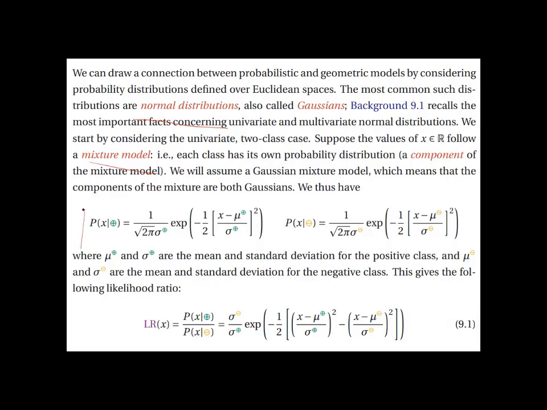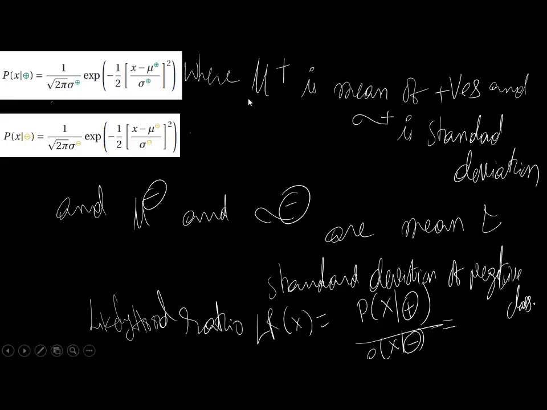We have to formulate a formula like this: P of x given positive is equal to 1 by root of 2 pi rho positive into e power minus 1 by 2 into ((x minus mu positive) by rho positive) whole square. This formula we already learned in the normal distribution. Here mu positive is the mean of the positive class and rho positive is the standard deviation of the positive class.